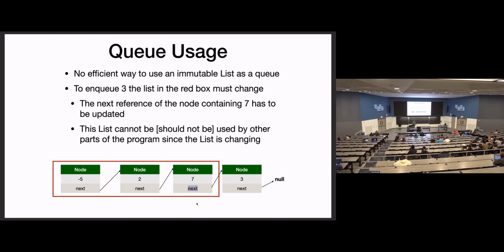Since we have to make that change, this list can't be immutable. We can't do this with an immutable list because that list had to change. We had to remove that null and replace it with a reference to the node that we created. Since that list has to change, it can't be immutable, so this can't be an efficient operation.